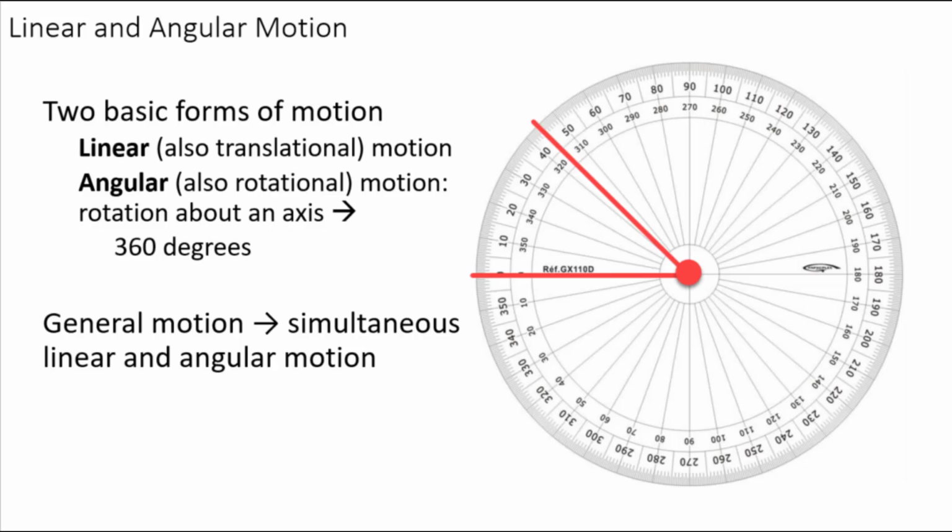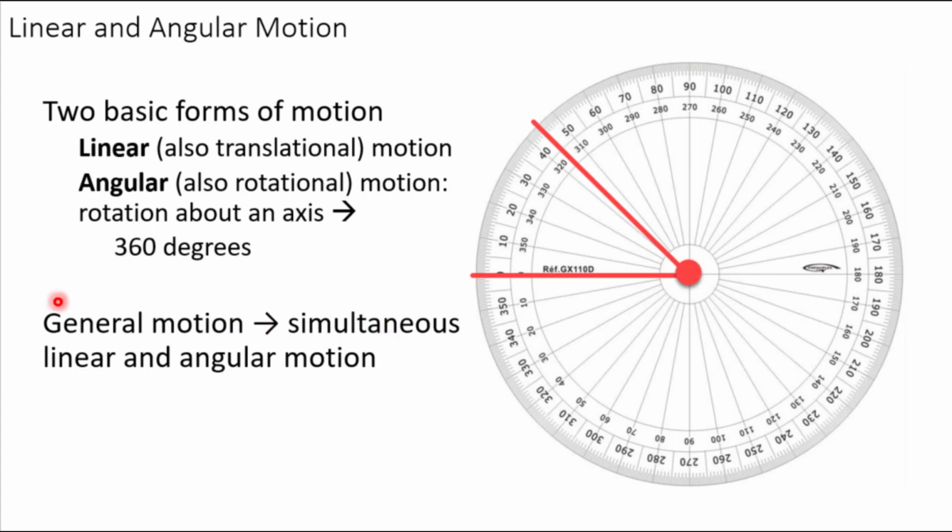So when we look at the types of movements, and we're borrowing a lot from physics, there's two basic forms of motion. There's linear motion, this is also referred to as translational motion, and angular motion, also referred to as rotational motion. Just recall that there's 360 degrees in a circle, and there's a fixed axis of rotation.